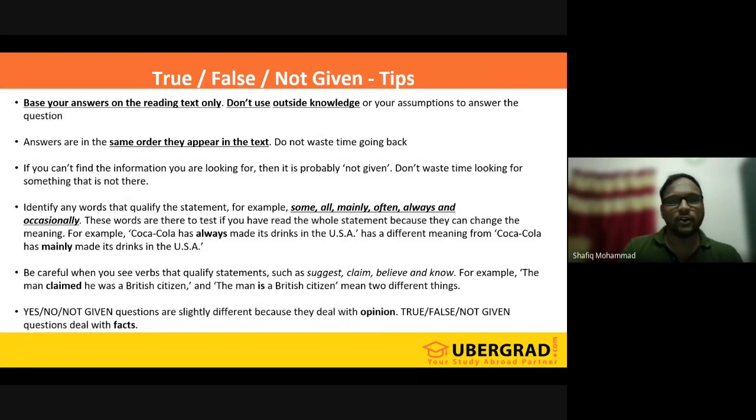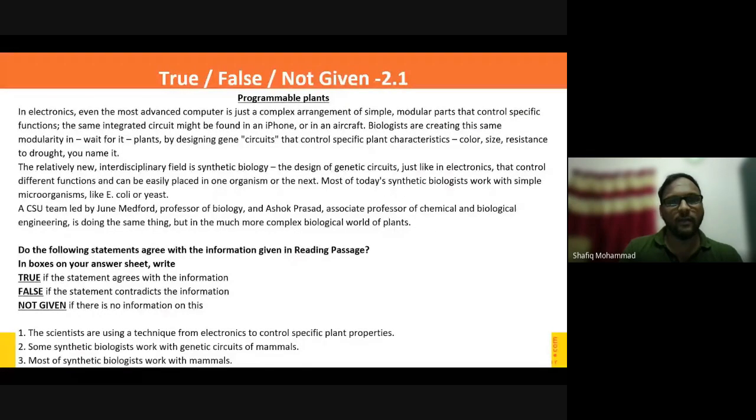So let's go to true, false, not given. We have something called programmable plans, which is a small short passage, and we have three true, false, not given questions for it. I want you to answer them. I'm giving you exactly 5 minutes. I know you should answer in less than 5 minutes, but I'm giving you 5 minutes. Carefully read the passage, then read the questions properly and answer. Once you are ready with the answers, I'll give you a poll. The time starts now.